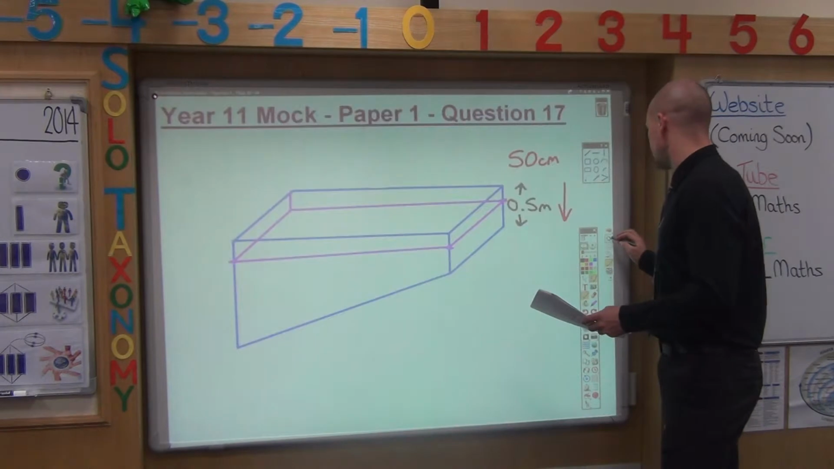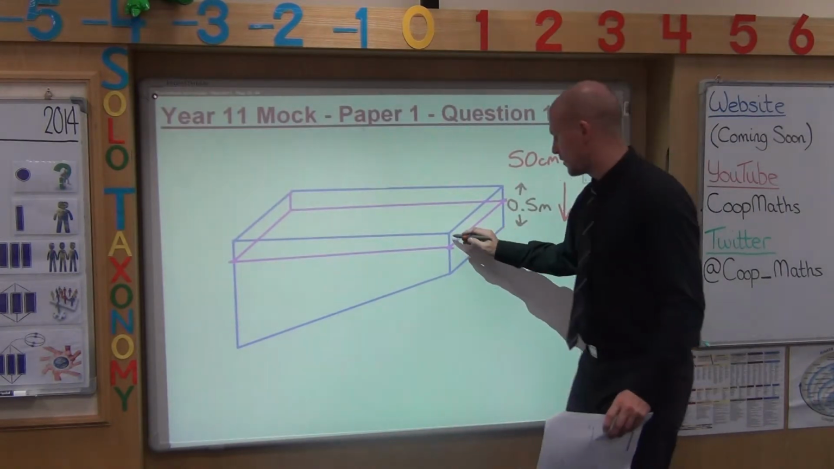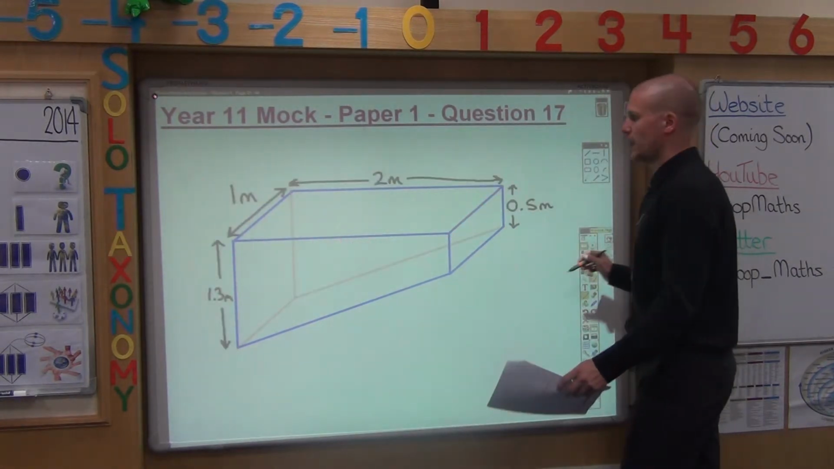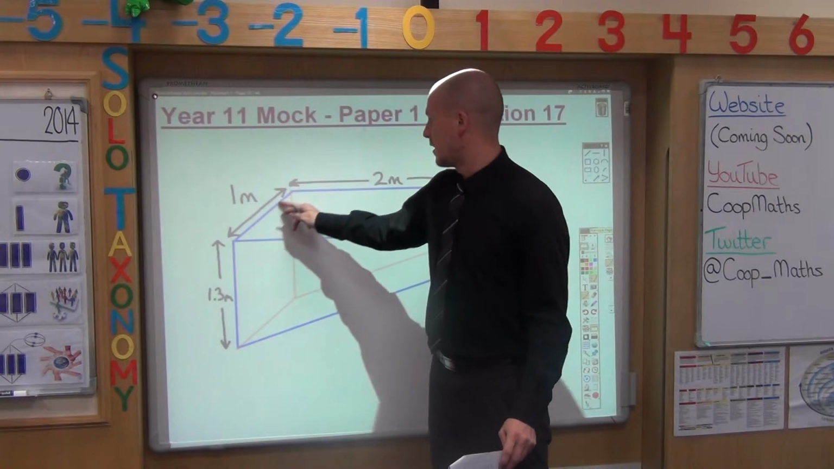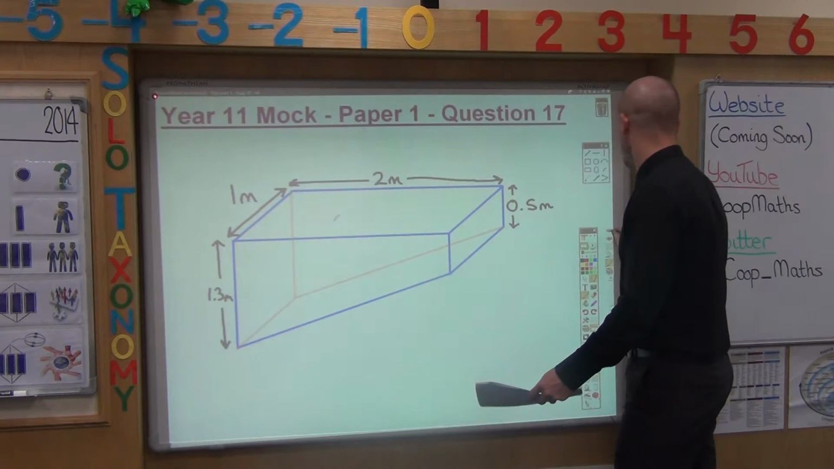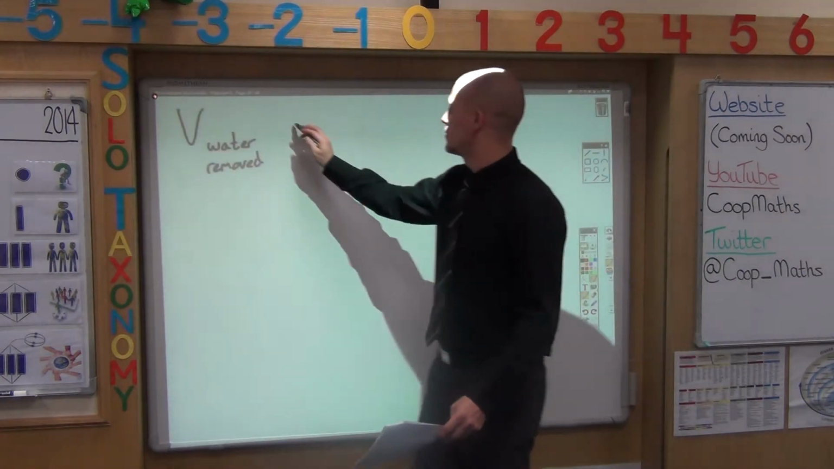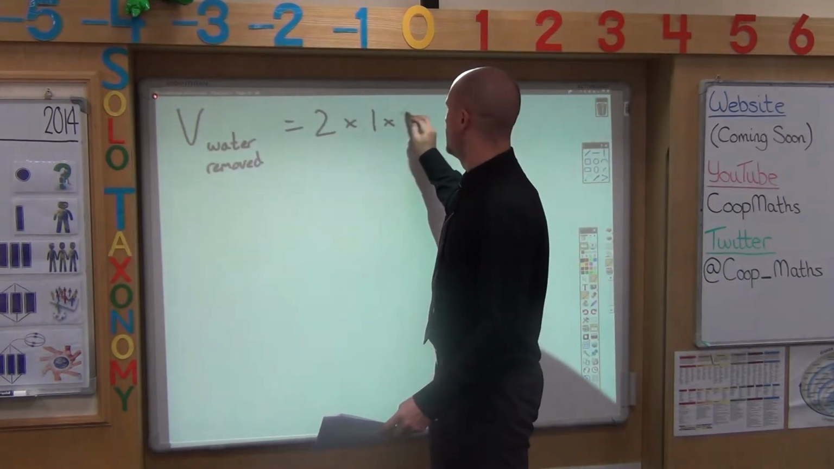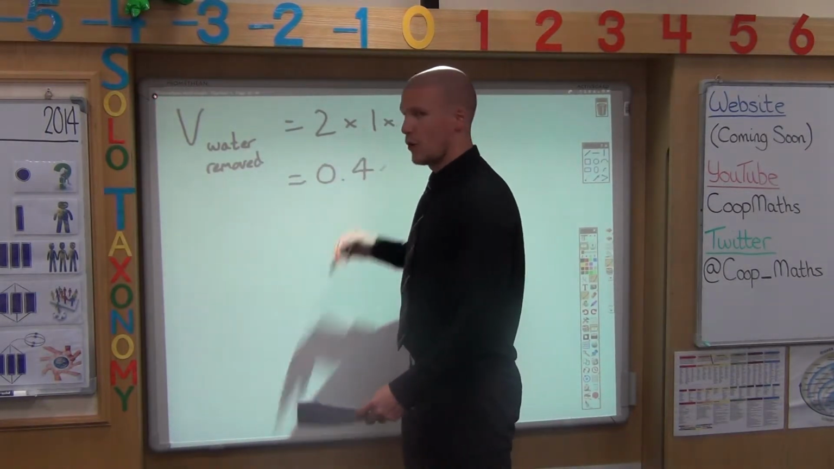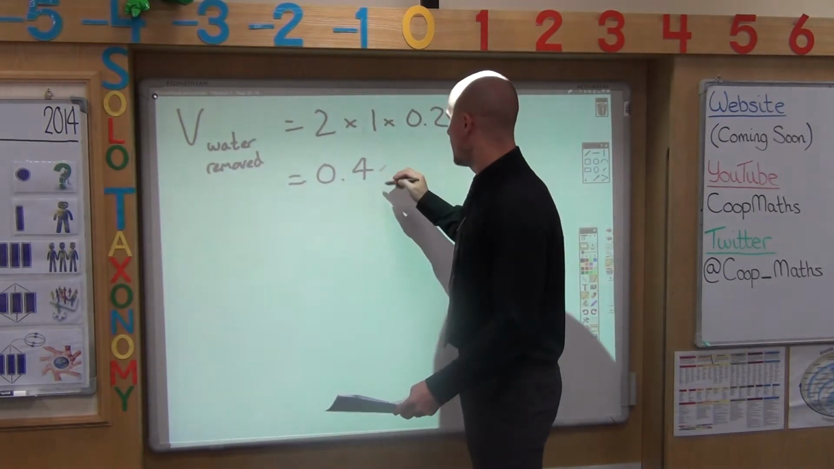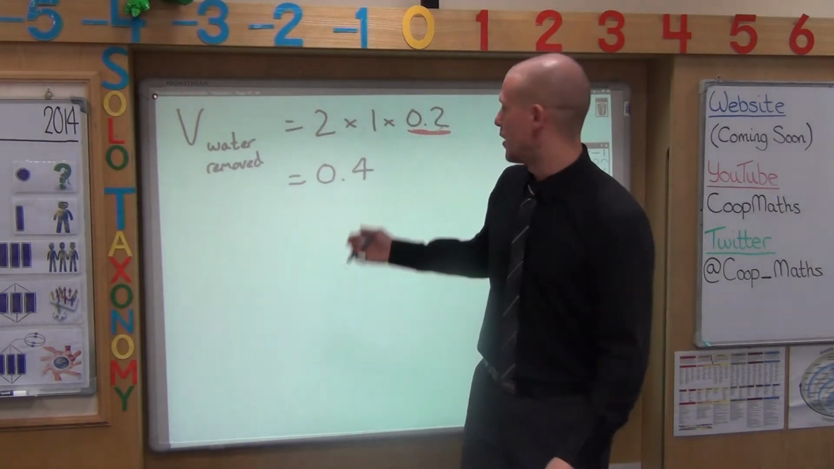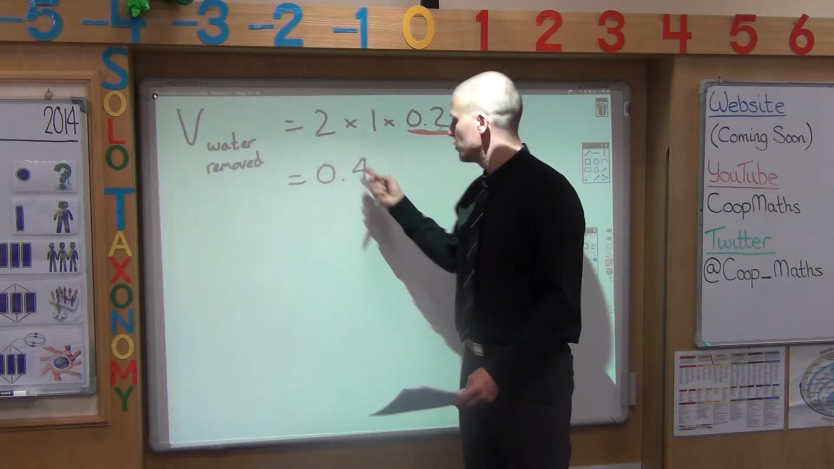So if I go right back to the beginning, the first thing I mention is our height here is going to be 0.2 metres. Our values here for the length and breadth of this cuboid are 2 and 1. So we have 2 times 1 times 0.2. So 2 times 1 times 0.2, and that's going to give us 0.4. All those measurements are in metres, and it's important to note that I changed that 20 centimetres into metres, otherwise I wouldn't be able to use it along with those.